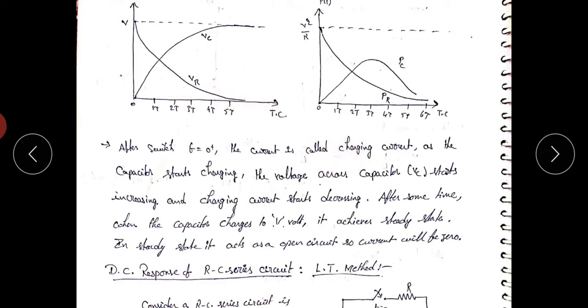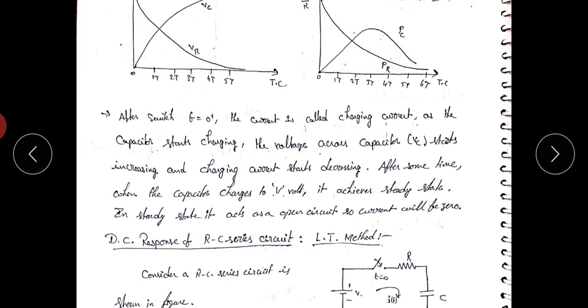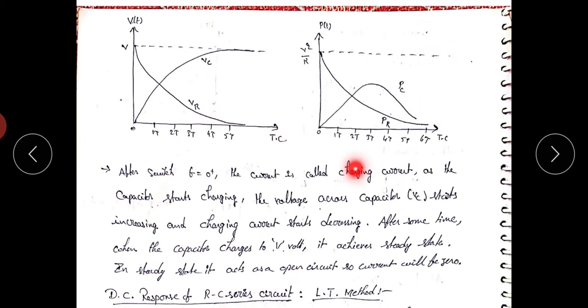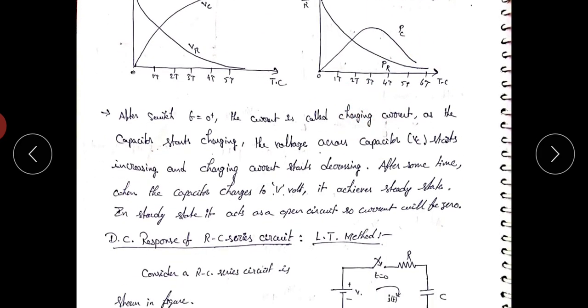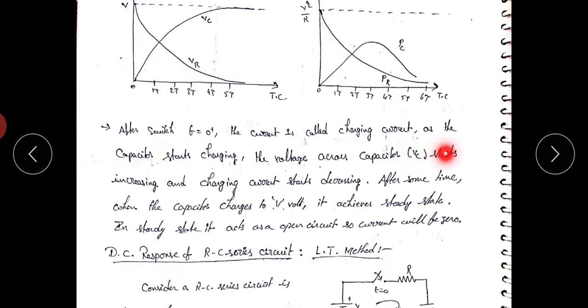Next, VC and VR. By substituting different time values, we get waveforms like this. After the switch is closed, at t equals 0 plus, the current is called the charging current. As the capacitor starts charging, the voltage across the capacitor VC starts increasing and the charging current starts decreasing. After some time, when the capacitor charges to V, it achieves steady state. In steady state, it acts as an open circuit, so the current will be 0.